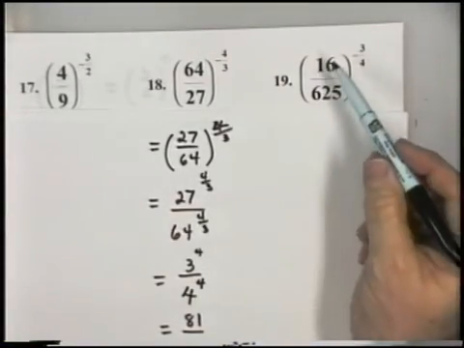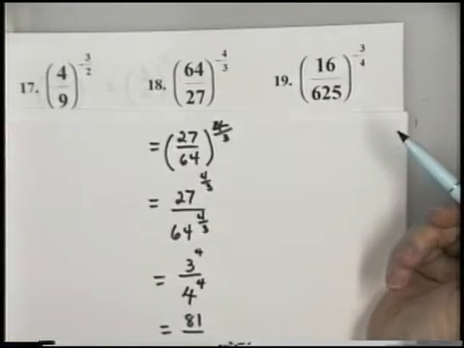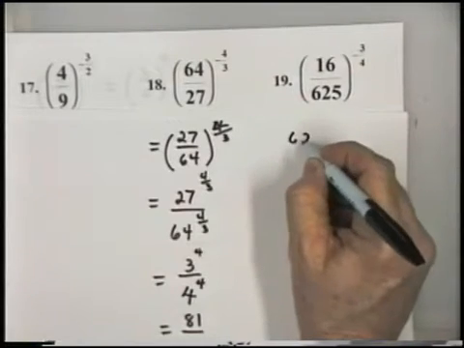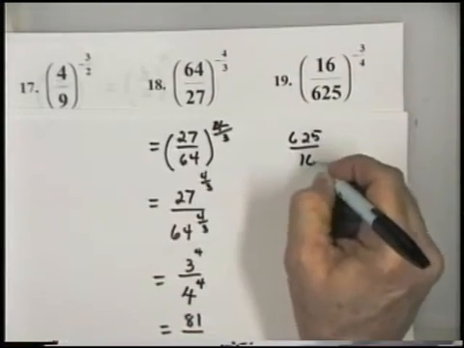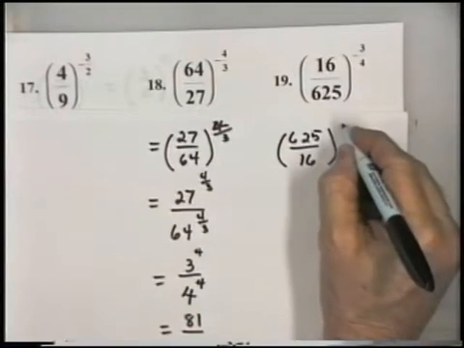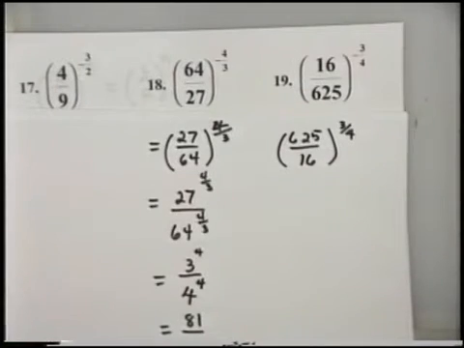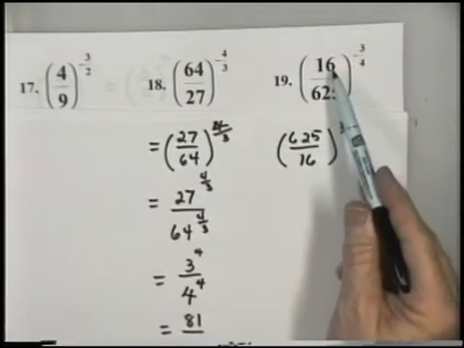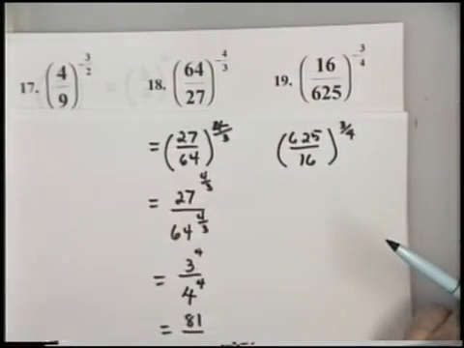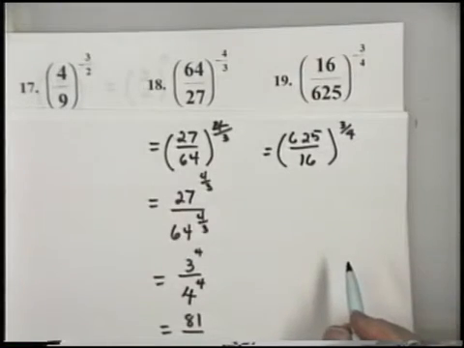Well, one more, and let's do that the same way. 16 over 625 raised to the negative 3/4. We're going to take the reciprocal of the base and the negative of the exponent. So that would be positive 3/4. A over b to the negative n is b over a to the n. That's what we did.